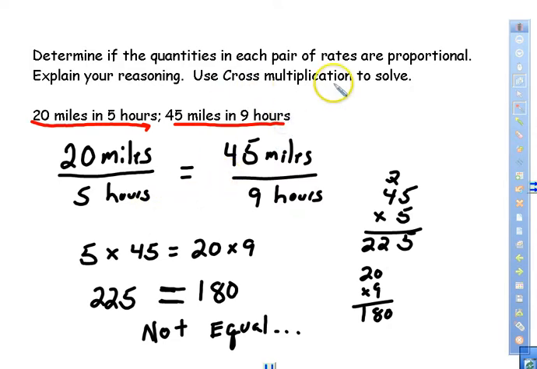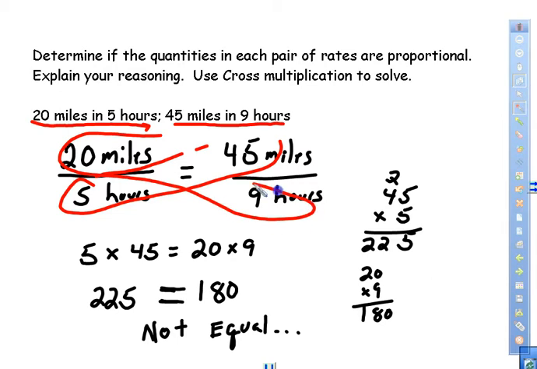Now, using cross multiplication, or we also sometimes call it cross product, you multiply diagonally. So you look at your diagonal numbers just like you would diagonally for reducing, but today you're not reducing, you are multiplying. So 5 times 45, which we have here, and then 20 times 9, which is here, and we get 225 equals 180. Does it equal each other? It does not. So you simply draw a line through the equal sign, meaning not equal.